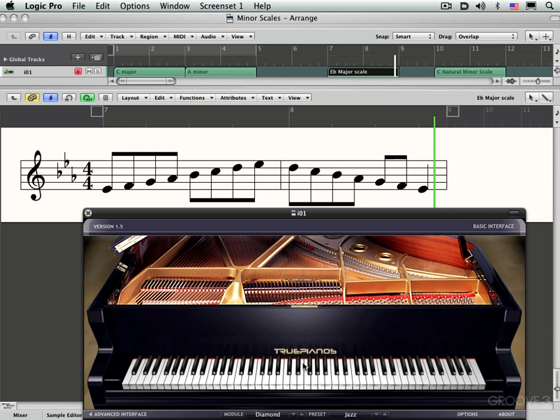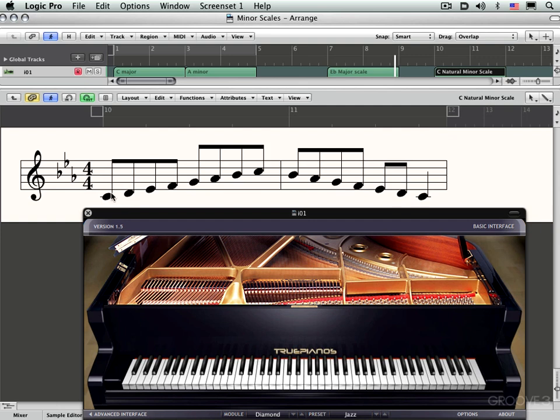So C minor will occupy the same key signature of 3 flats. So here's the C minor scale, and in this case, to be specific, the C natural minor scale. That's what we're looking at in this video. And here it is, starting on the key of C.